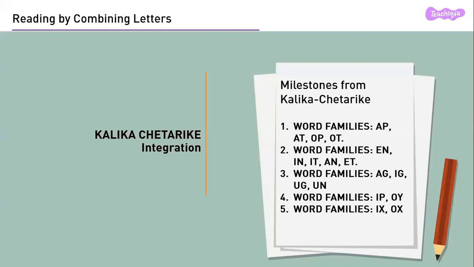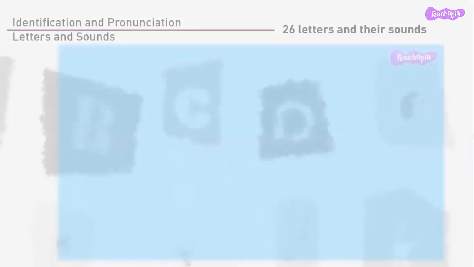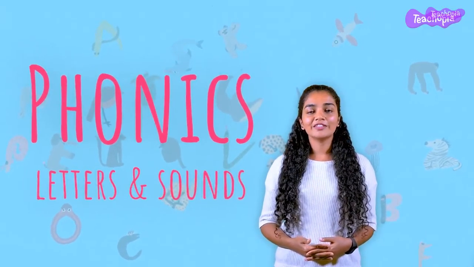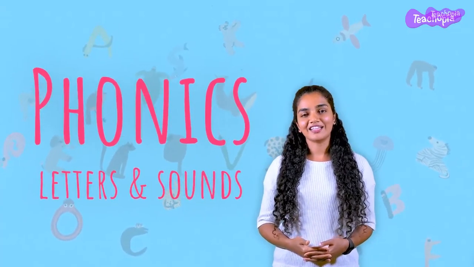The activities that will be discussed further can be taken up by the teachers of grade 4, 5, 6, and 7. So, let us start with the first step of learning and associating letters and their sounds with actions. Here's a video for all of you. Let's listen to the 26 sounds of the letters of the alphabet with actions.